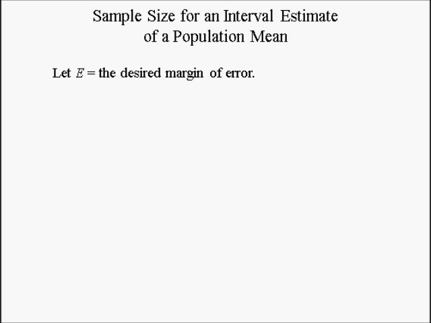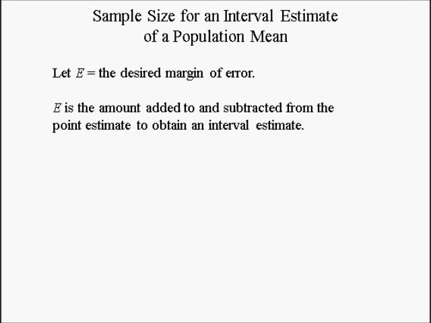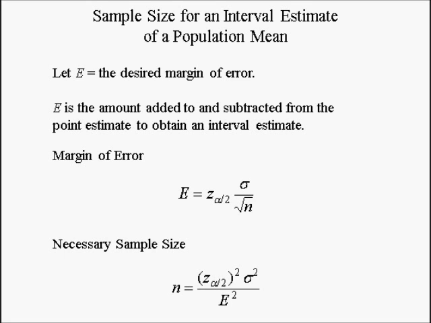Let E denote the desired margin of error, which is the amount that is added to and subtracted from the point estimate to obtain an interval estimate of the population mean mu. The equation for the margin of error is equal to z times sigma divided by the square root of n. Solving this equation for sample size n yields a necessary sample size equal to your z-value squared times your population variance divided by the desired margin of error squared.